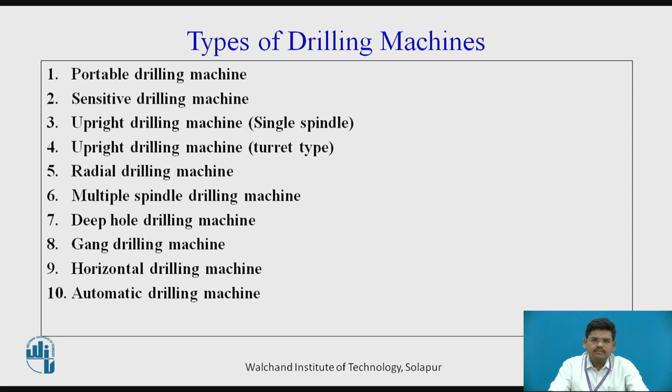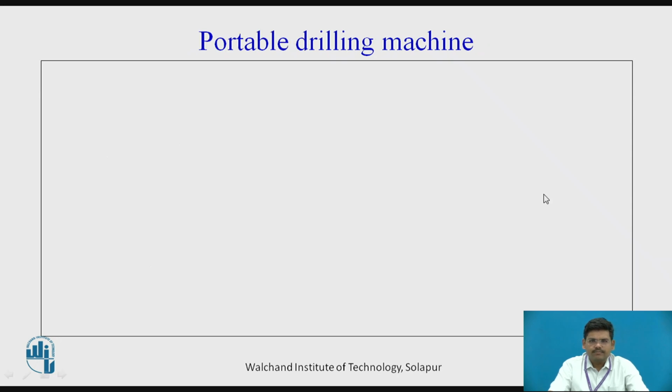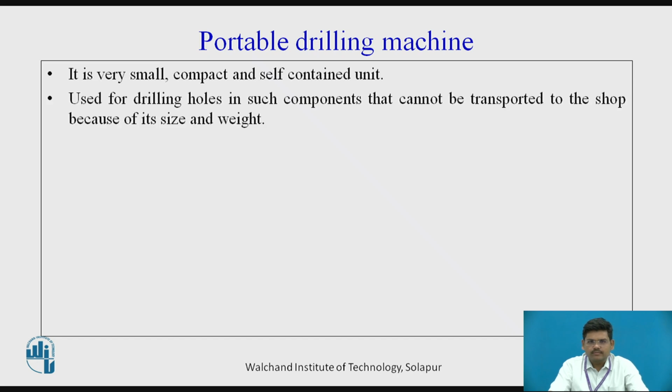Let us see what the major types are in detail. Coming to the very first, the portable drilling machine. As far as the portable drilling machine is concerned, it is very small in size, a compact and self-contained unit, as the drive motor is fitted in the body of the drilling machine itself. This is used to drill small holes, like the handheld drilling machine that we use for drilling holes into walls. It is used for drilling holes in components that cannot be transported to the shop because of their size and weight.